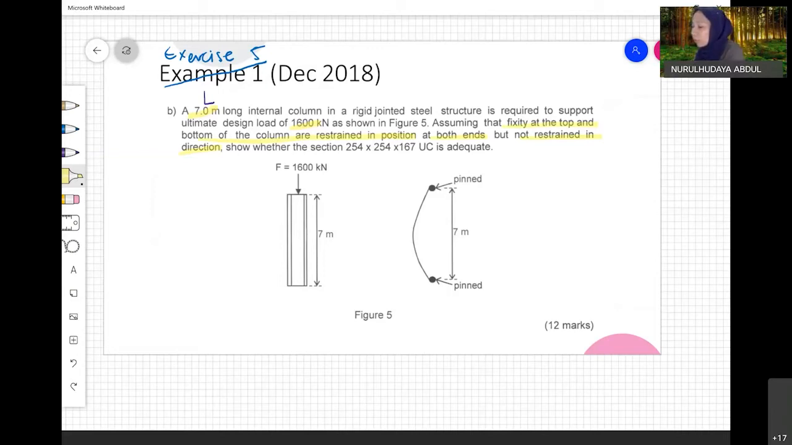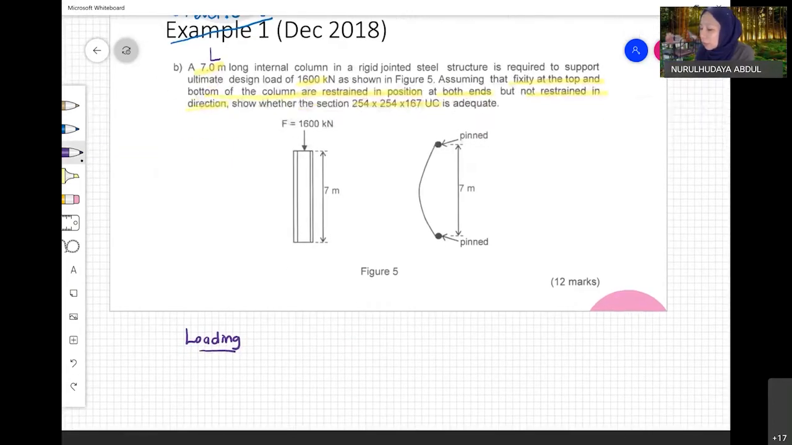Show whether the section 254, 254, 167 UC is adequate. And this question also give you section to check. You don't need to suggest any section ataupun try any section. Tak perlu nak pick up like random section daripada table. Just use this section for the sake of to complete this question. Kita kira loading, but since loading given dah ada dalam soalan, kita tak perlu kira lagi lah. We can just tulis je ultimate load ataupun axial load is equal to 1,600 kilonewton. So that is the load.